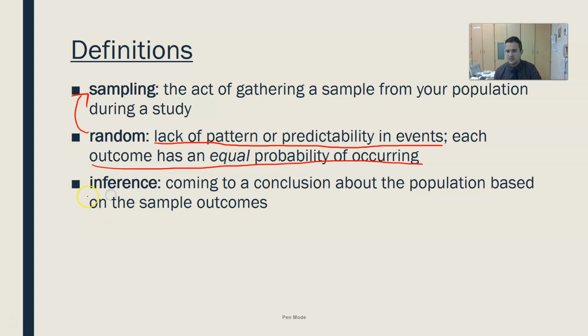Inference means coming to a conclusion about the population based on the sample outcomes. This is what statistics is all about. In statistics, we want to make inferences, we want to make predictions about a population based on a sample. In order for those inferences to be accurate, the sample has to be representative of the whole population, which is why we want to have a random sample, because then I can have a good idea that the sample I have does indeed represent the whole population. Those are the first 3 definitions we're going to be experimenting with here.